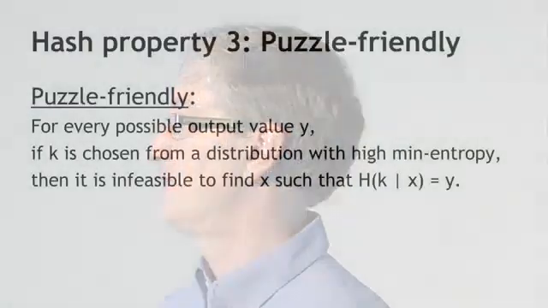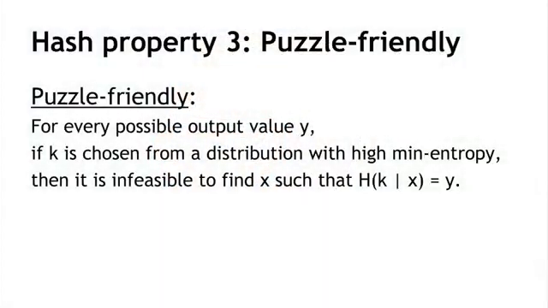The third security property we're going to need is that they're puzzle friendly. And this is, again, a little bit more complicated, but let me just go through it a bit by bit. For any possible output value y that you might want from the hash function, we're going to use y as an output value of the hash later, that if k is chosen from a distribution that has high min-entropy, that is, k is chosen randomly from some set that's super spread out, then there's no way to find an x such that the hash of k and x is equal to y.